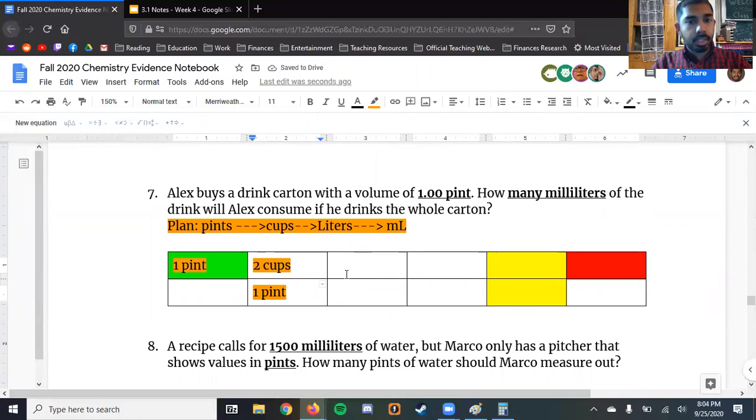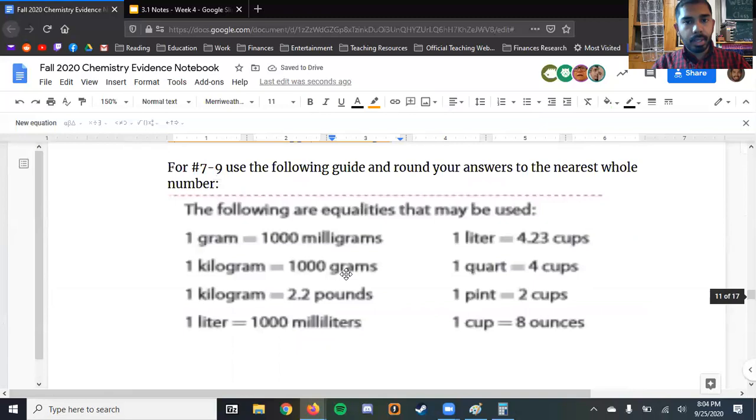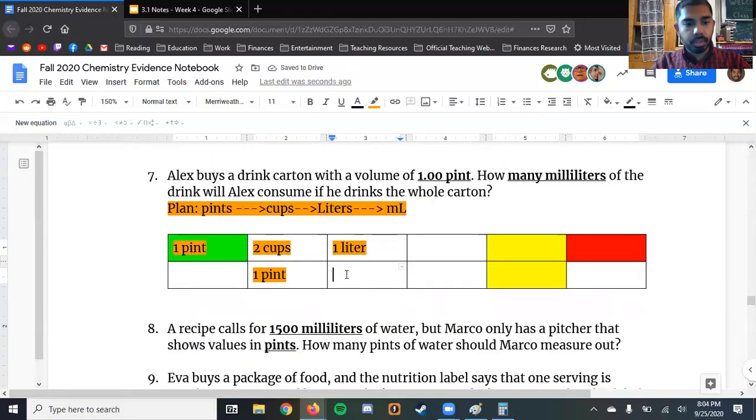How many cups? The next thing we're going to turn into liters, so 1 liter. And 1 liter is equal to 4.23 cups. Lastly, we're going to turn liters into milliliters. So 1 liter is equal to 1,000 milliliters. Done. Next thing we're going to do is we're going to make sure our units cancel each other out.